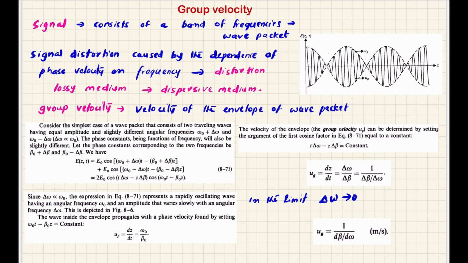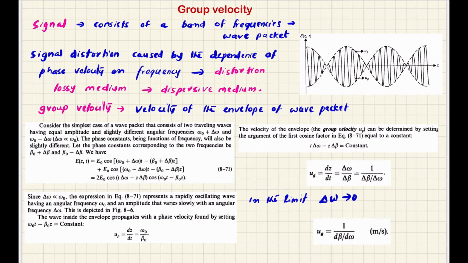The velocity of the envelope is determined by this term, okay. The amplitude varies slowly with the angular frequency delta omega. So you have to look at the term which is constant for the envelope, okay. So you have to fix this value constant, so that will give you this expression, and from which you can calculate the velocity of the envelope by dz by dt, that is delta omega by delta beta, okay.